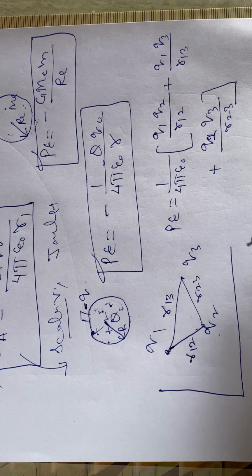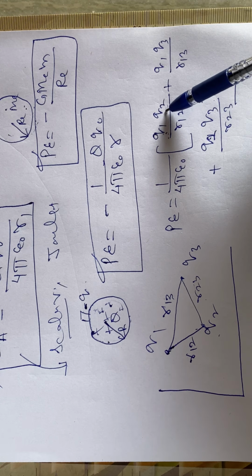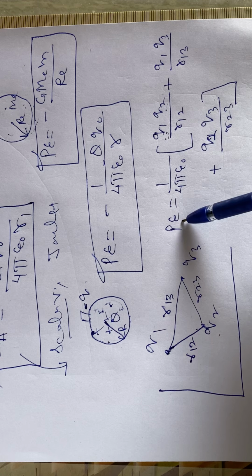Important thing is don't forget to write the sign. If both charges are positive, then of course this will be positive. If one charge is positive and the other is negative, it is going to be negative, because potential energy is a scalar quantity.